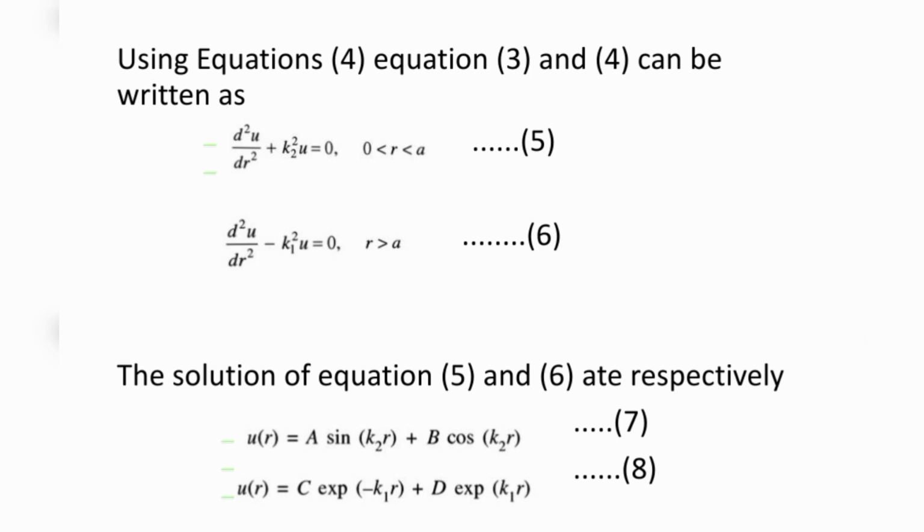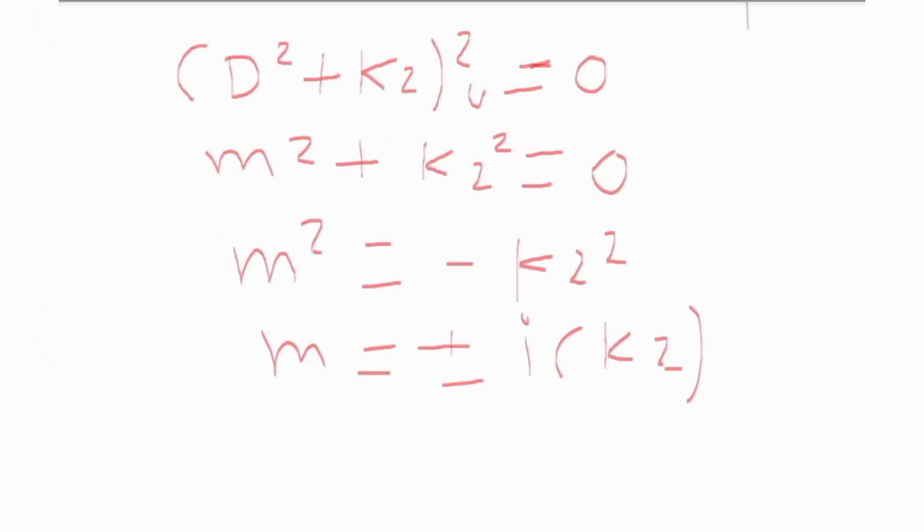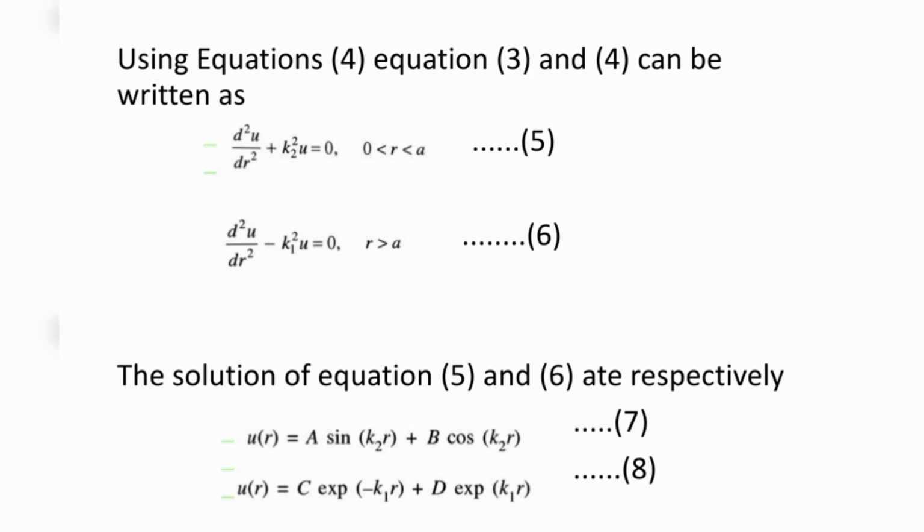Now the solutions of these two equations are obtained by using operator forms. For equation 5, let (D square plus k2 square) operated on u equal 0. This operator equation can be written in an auxiliary form, which is m square plus k2 square equals 0, that is, m square equals minus k2 square. So m equals plus or minus i k2. These are the roots of equation number 5.